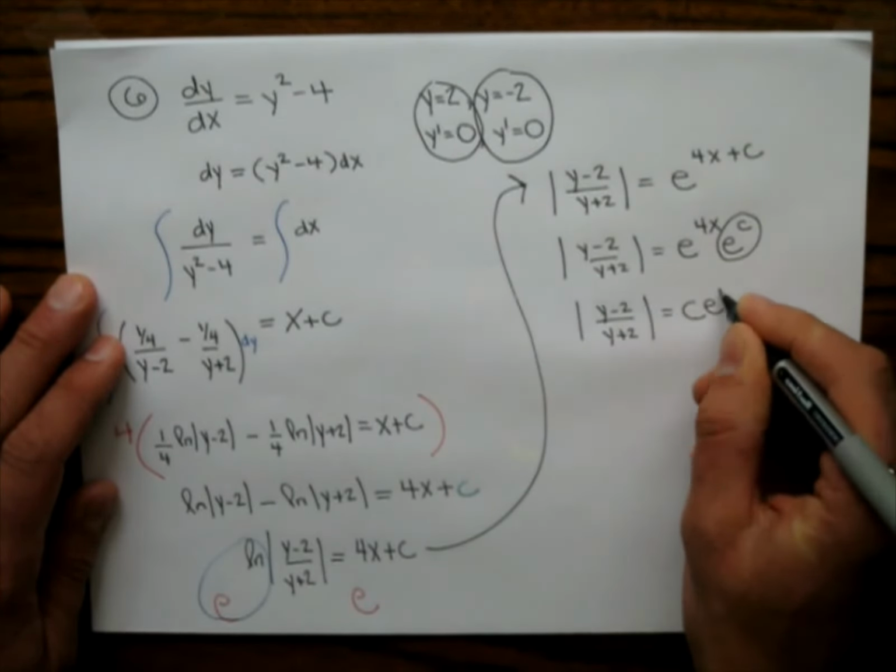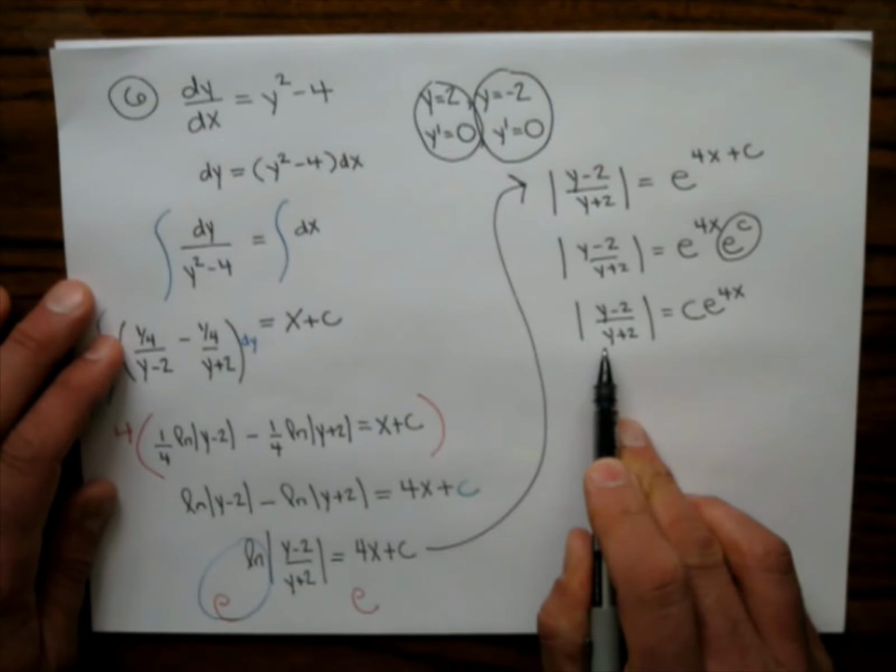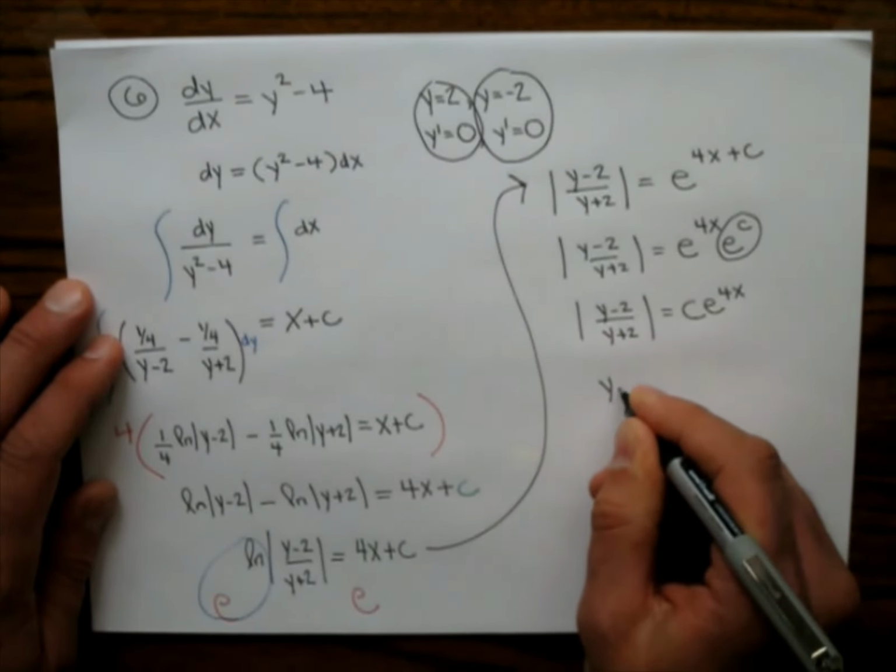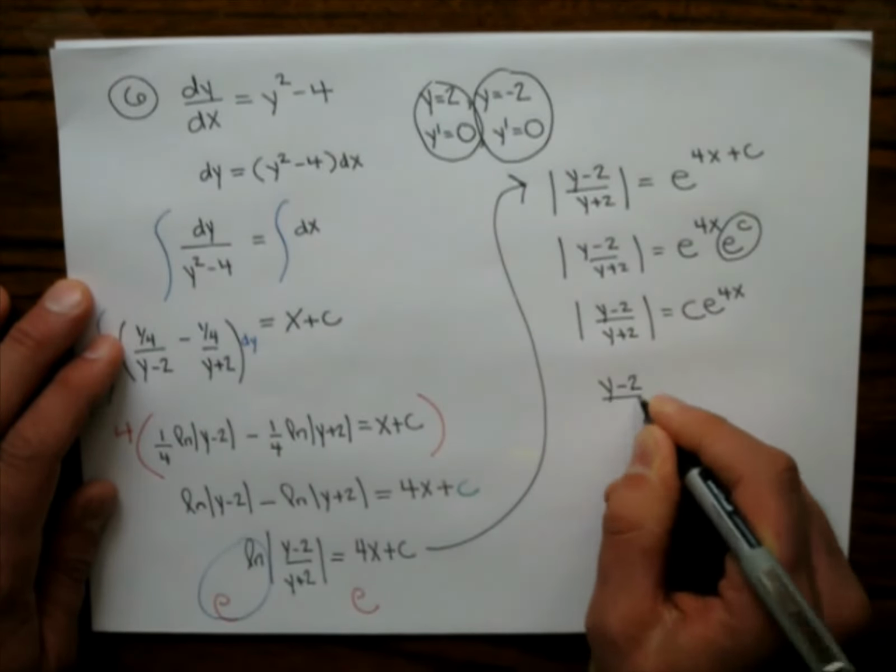Now, the c can absorb the absolute value, which we've seen in other problems. And so I have y minus 2 over y plus 2 equals ce to the 4x. I'm trying to solve for y, so I want to multiply both sides by y plus 2.